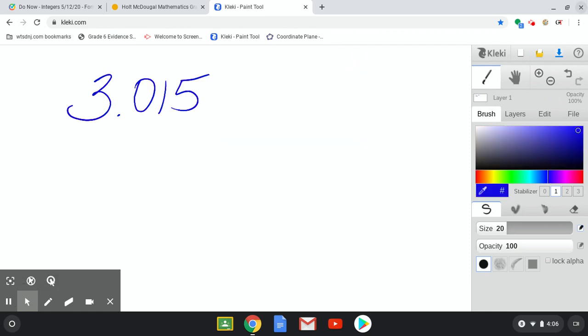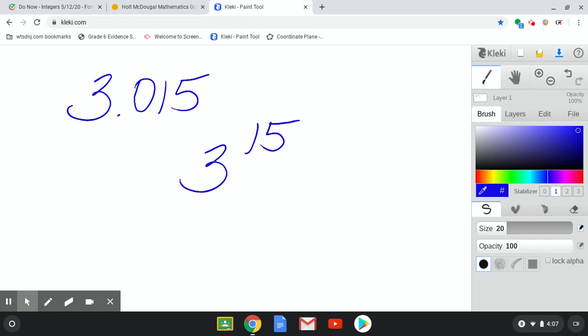Okay, so here I have 3.015. So I'm going to read this as the decimal it is. 3 and 15, and the 5 is in the thousandths place. So this would be 3 and 15 thousandths. So I'm going to write exactly what I'm saying. So 3 and 15 thousandths.